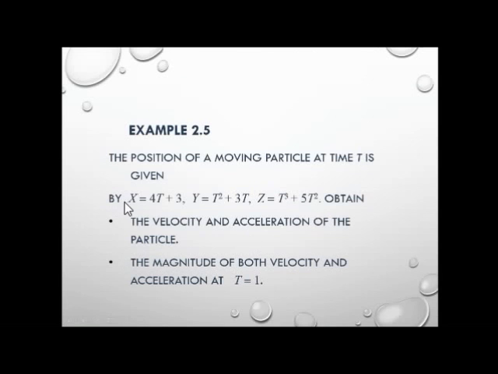Then you can find the derivative to get the velocity. Suppose this is the position vector. Then you need to find the first derivative to get the velocity, and then differentiate the velocity again to get the acceleration. We need the magnitude of both velocity and acceleration at time equals 1. After finding the derivatives, you can put t equals 1 and find the velocity and acceleration at t equals 1.